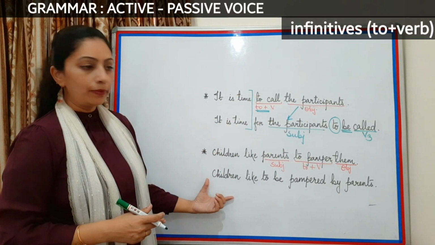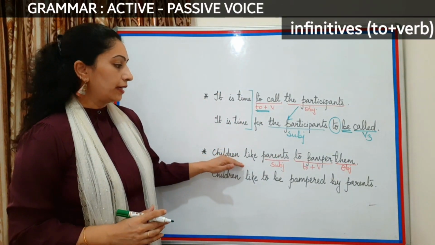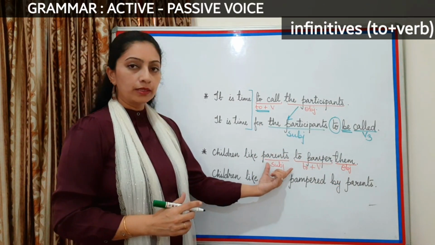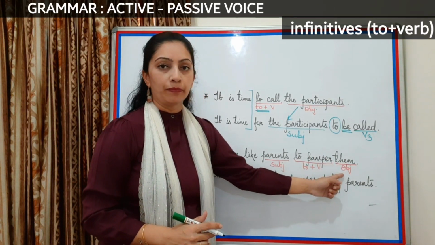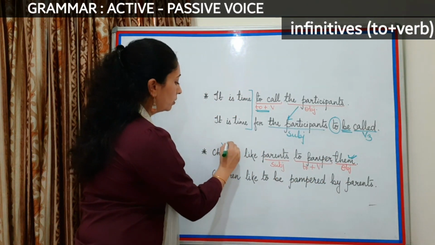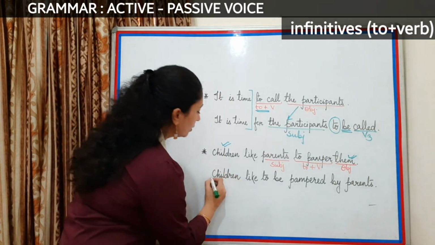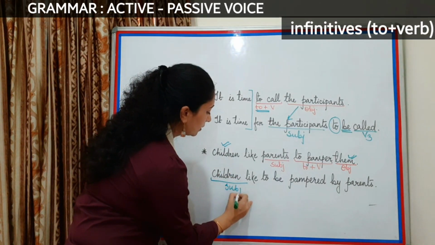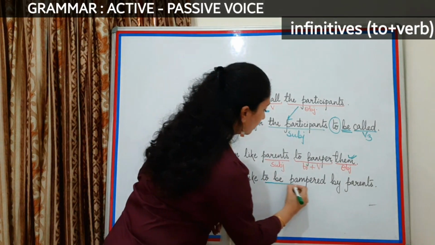Let's look at the second example. Children like parents to pamper them. Now who is doing what? Parents become the subject here. Action is pamper and object is them. Now look here, this object them actually refers to children. So when I take this object as subject, I can use children as it is. So this is my subject here. Children like to be pampered.